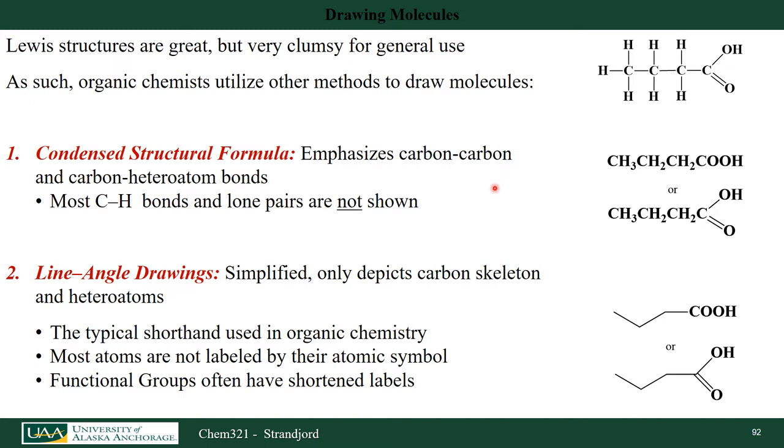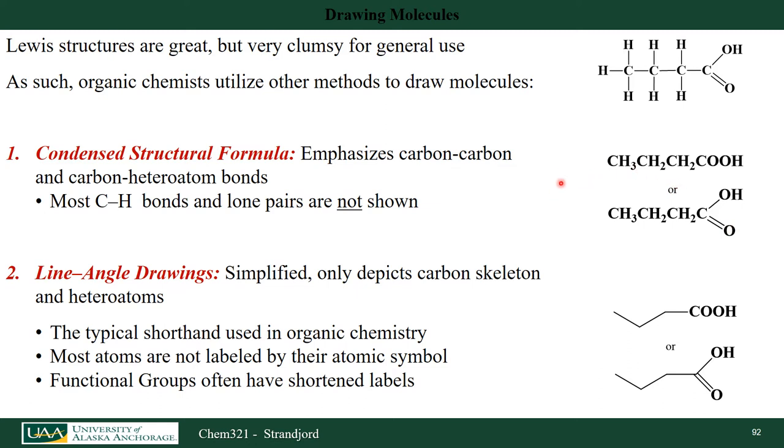In this condensed structural formula, most of the carbon-hydrogen bonds and the lone pairs are not shown. For example, if I look over here to the right at the second structure drawn here, notice that I put all the carbons in the order that they appear. I put the hydrogens near the carbons, but I don't draw any bonds between anything. A second way to represent that is when I get near the heteroatoms, I do sometimes emphasize the difference in how they're bonded. So I could either represent this end group as COOH, or I could represent it as C single bond OH and C double bond O.